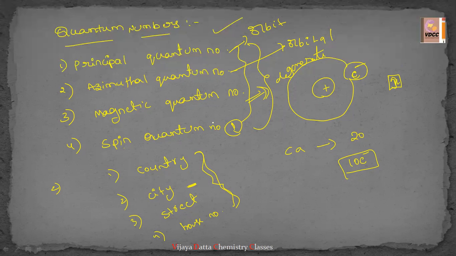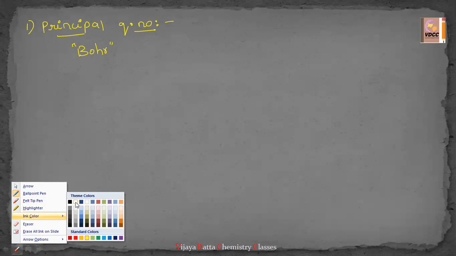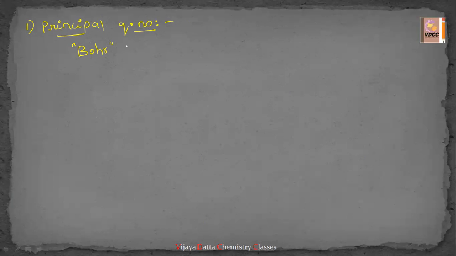Okay, let us start with the principal quantum number, guys. Come to the first quantum number, the principal quantum number. See, this principal quantum number was proposed by Bohr. Already we know that in Bohr's quantum theories, or in Bohr's postulates, we have studied that he proposed the principal quantum number. And this principal quantum number is denoted with small n.